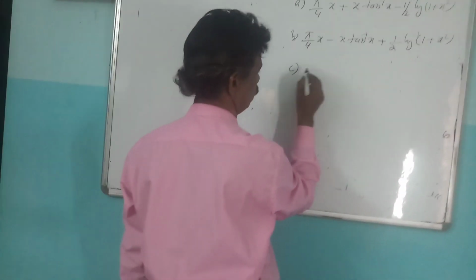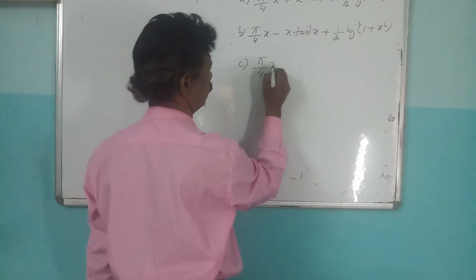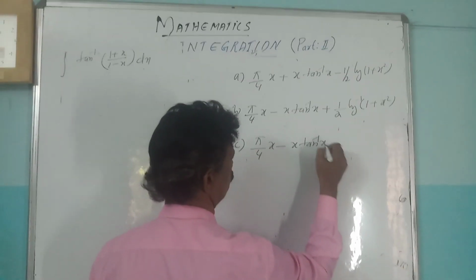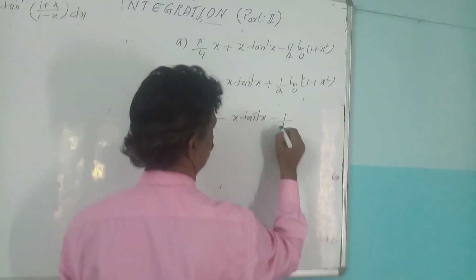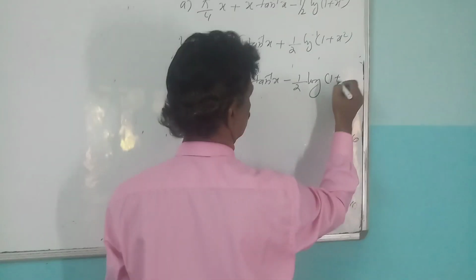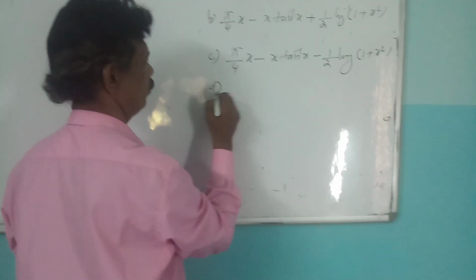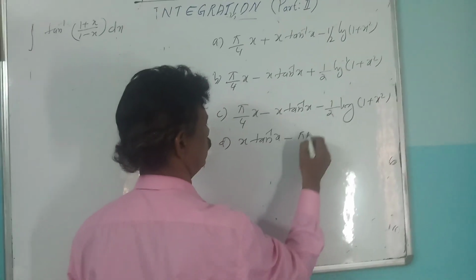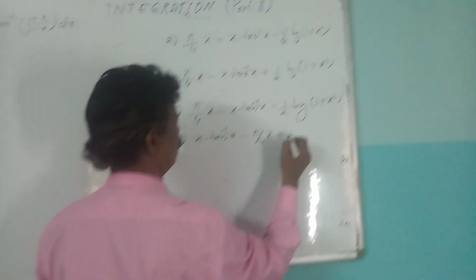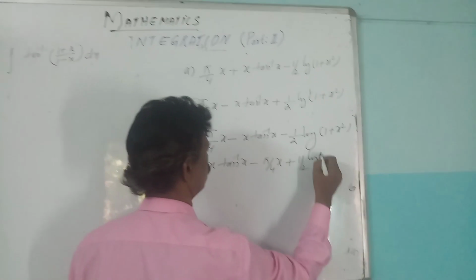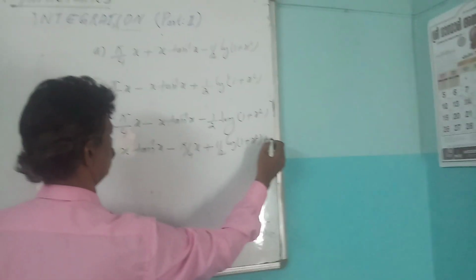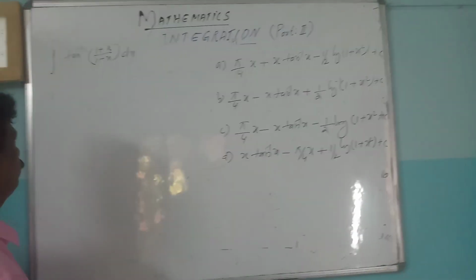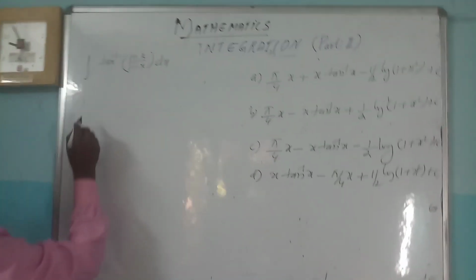And third choice, pi by 4 into x minus x tan inverse x minus half log 1 plus x square. Last choice, x tan inverse x minus pi by 4 x plus half log 1 plus x square plus c. Okay.